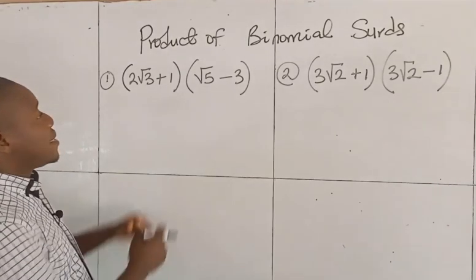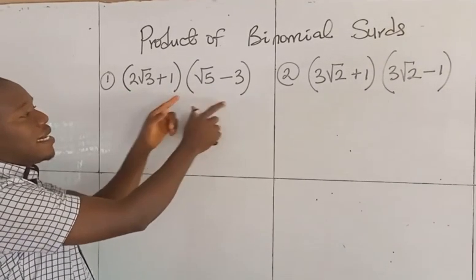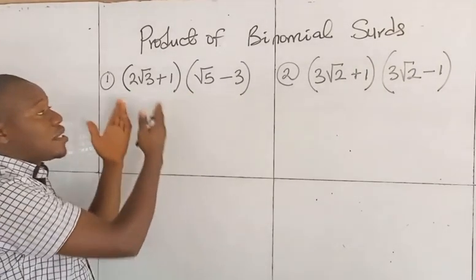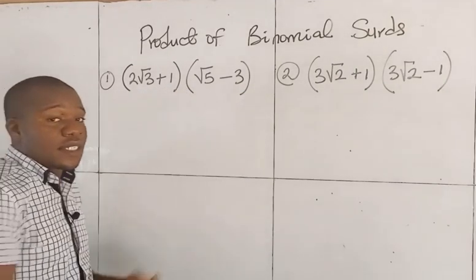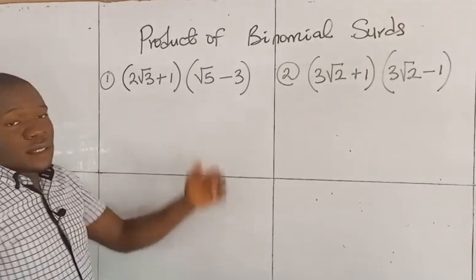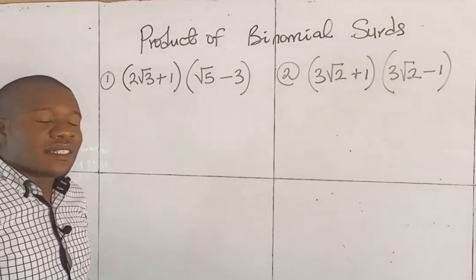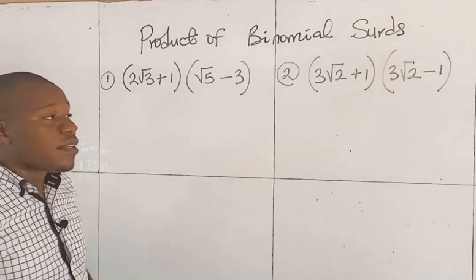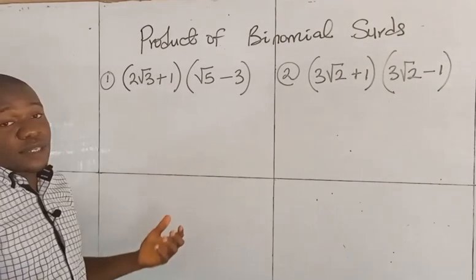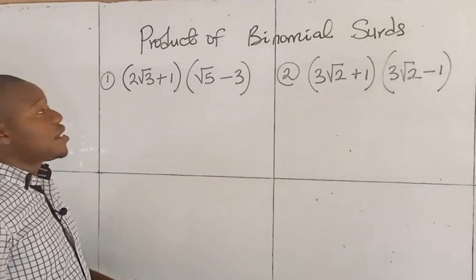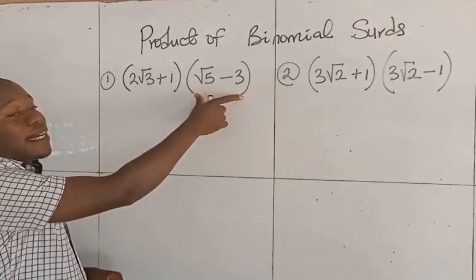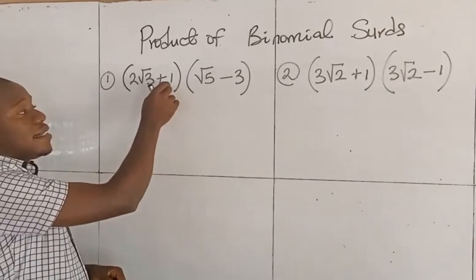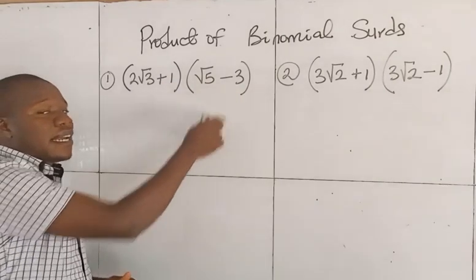Just like we can see, when we have a bracket and another bracket, it means we are multiplying the two expressions. How do we do that? Just like in algebra, when we are multiplying binomial expressions, the first term multiplies the entire bracket, and the second term multiplies the entire bracket.